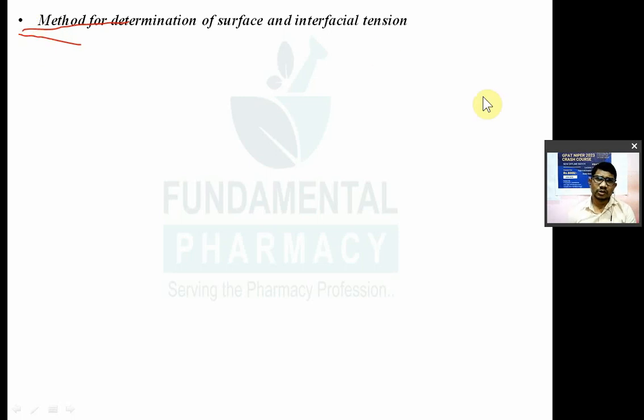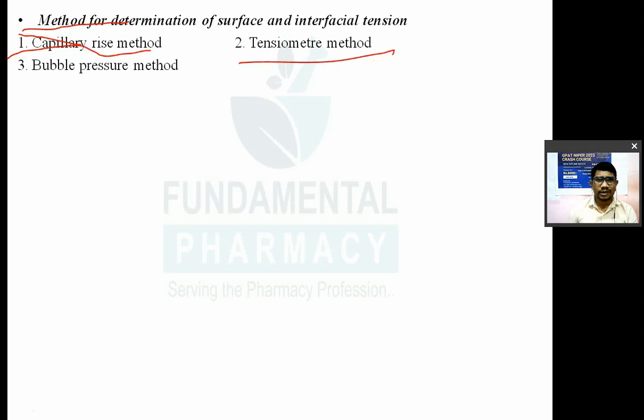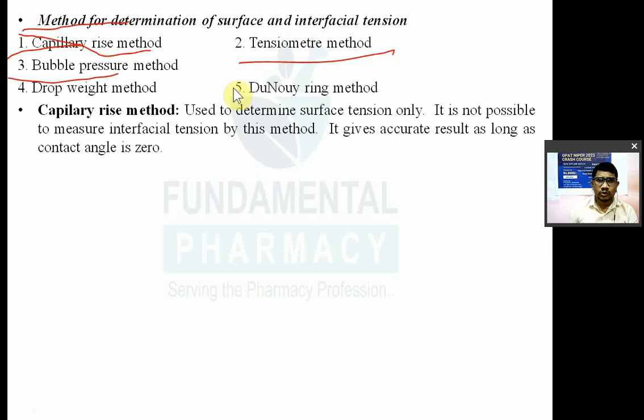So methods for determination of surface tension and interfacial tension. So method क्या है इसमें? If you want to go into detail, you can read from the book, but we will also take it from the same chapter from the book. Doesn't matter, 2 दिन लगते हैं, 3 दिन लगते हैं. So capillary rise method is there, then tensiometer method, bubble pressure method, DMER method, drop weight method, drop count method. So there are different methods. Okay, we are going to see these methods in detail.